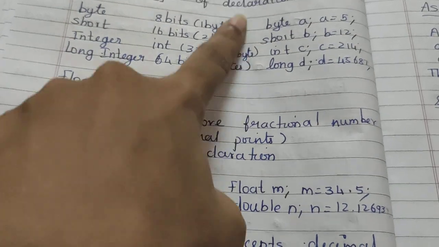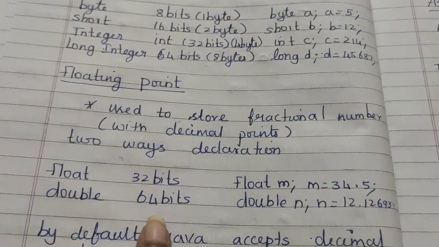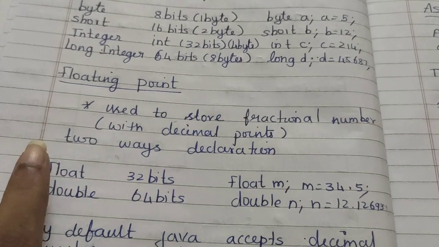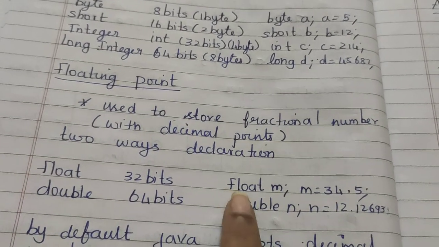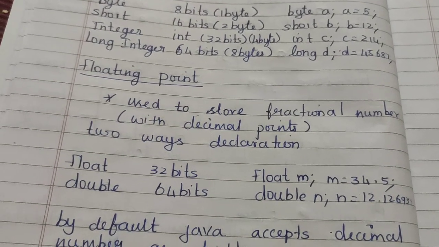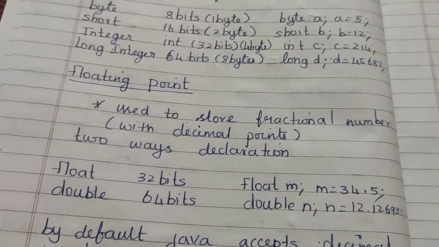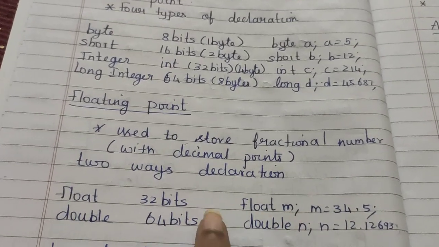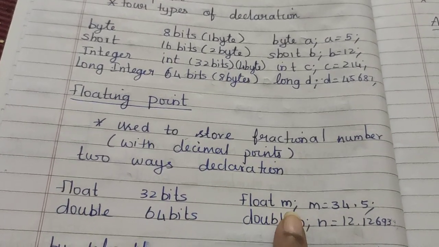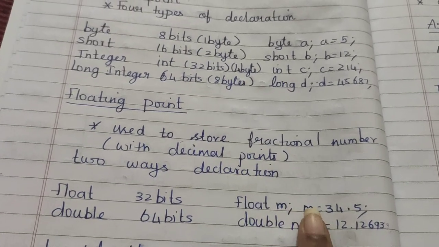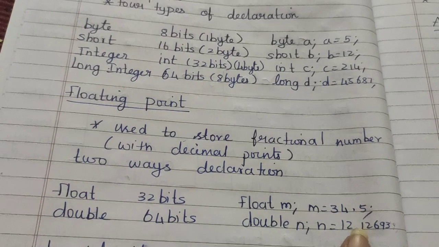So here we saw about the memory space, right? Similarly, here also, according to the memory space, this is divided into float and double. Float means 32 bits of data can be saved, and double means 64 bits of data can be saved. And the declaration format is the data type and the variable, similarly data type and the variable, and whatever value can be assigned here.